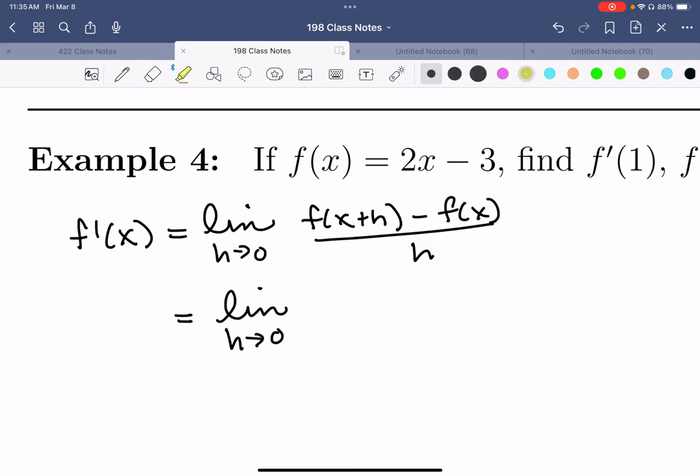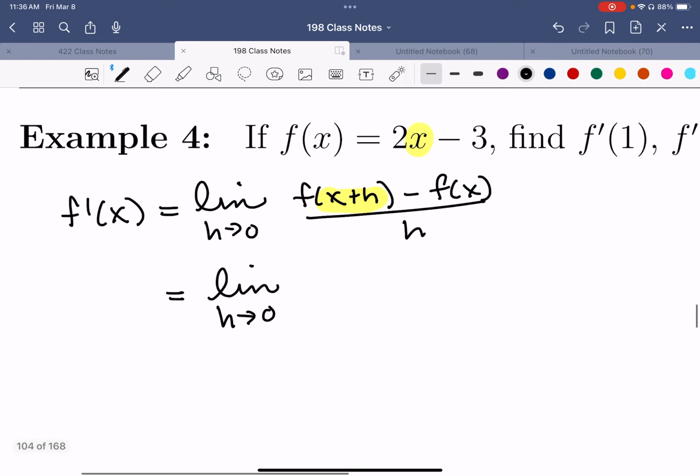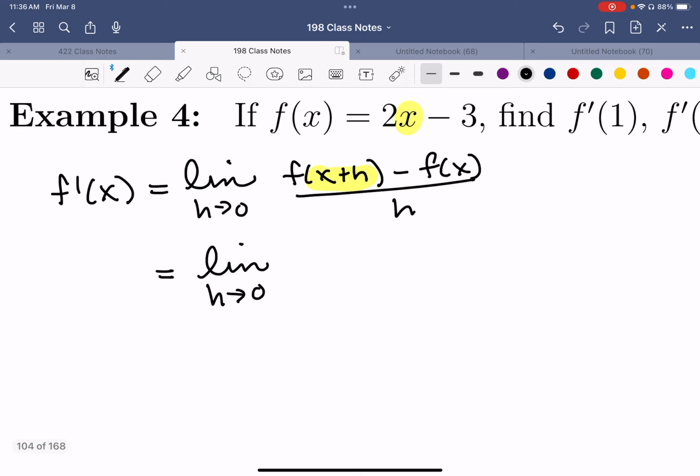And now when you see the f of x plus h, that means that you're going to take the x in your function and replace it with an x plus h. So this x after the 2 will become an x plus h. Key thing here, you want to make sure that you keep that x plus h in parentheses. So we're going to have 2 times x plus h minus 3. Okay, so that is my f of x plus h. There's only one x in the 2x minus 3. I replace that x with an x plus h.